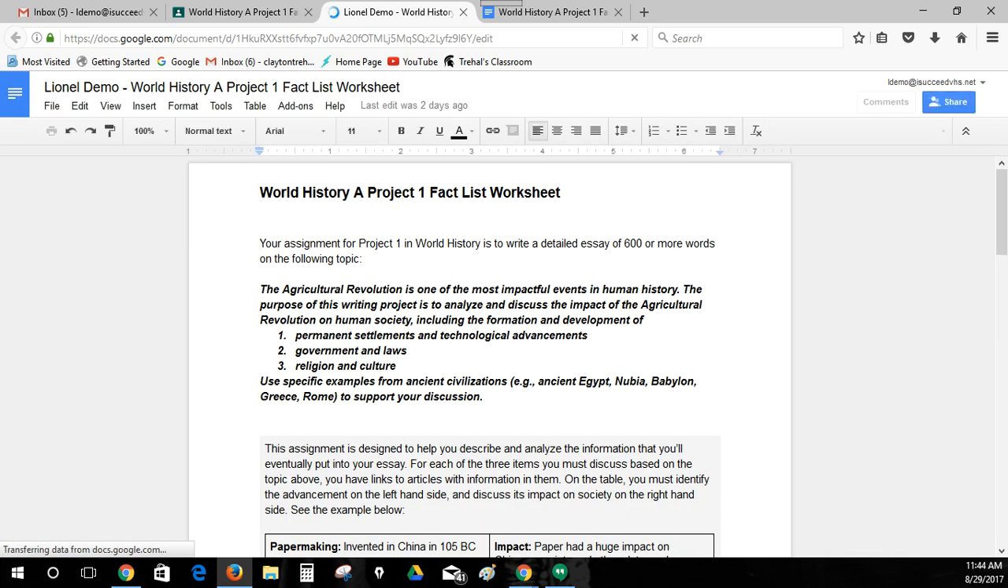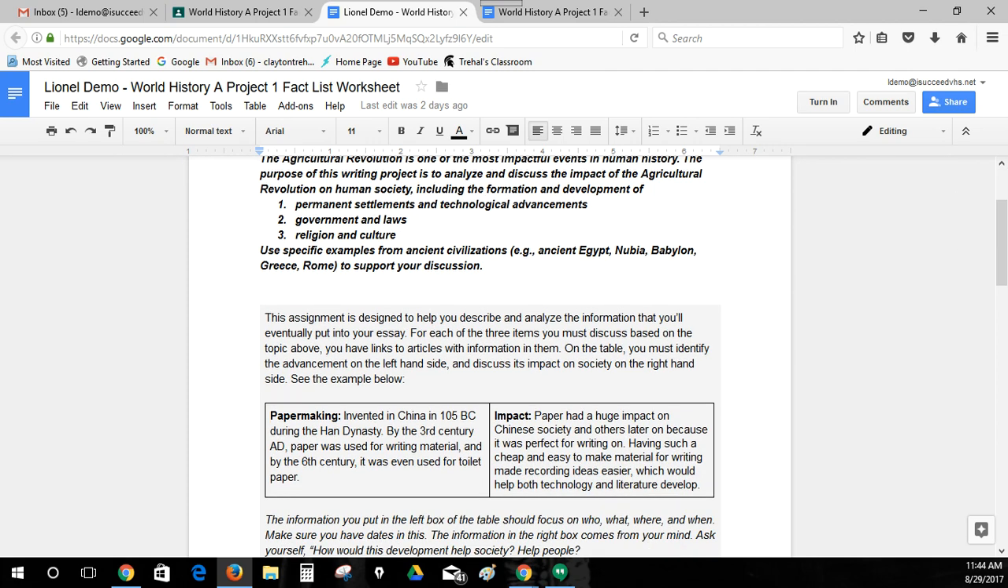And you can see a lot of the same thing here. And it says the assignment is designed to help you describe and analyze the information that you will eventually put in your essay. For each of the three items you must discuss based on the topic above, you have links to articles with information in them. On the table, you must identify the advancement on the left-hand side and then discuss its impact on society on the right-hand side. See the example below.